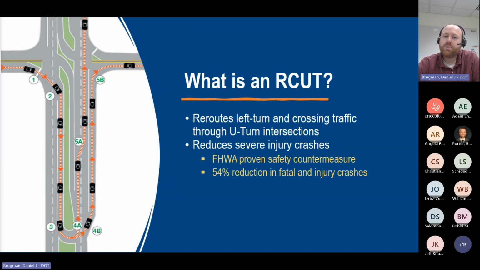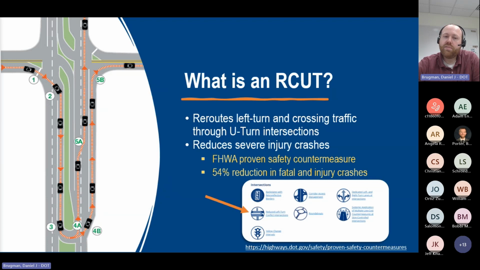RCUT intersections are one of FHWA's 28 proven safety countermeasures. FHWA's proven safety countermeasures are a collection of countermeasures and strategies that have been proven effective at reducing roadway fatalities and serious injury crashes on our nation's roadways. These were identified through various case studies and research across the U.S. As you can see on FHWA's website, there's a 54% reduction in those fatal and serious injury crashes.